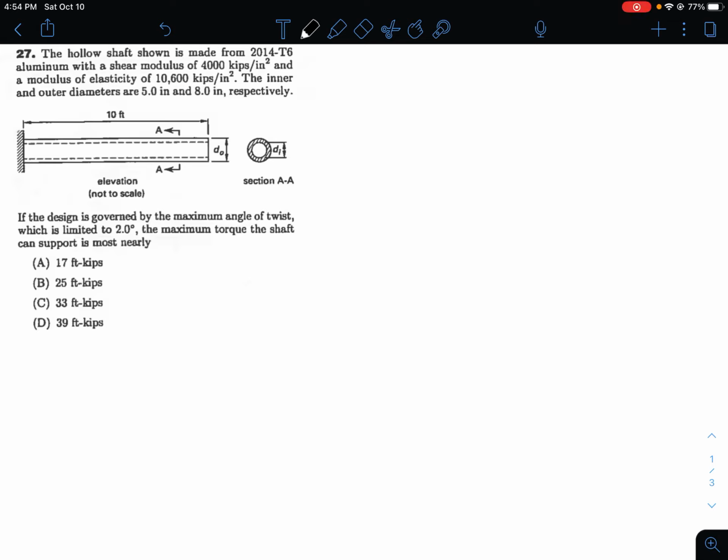Hey everyone, today we have another problem to go over. We are going to be doing a torsional angle of twist.